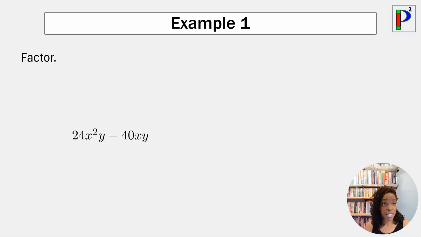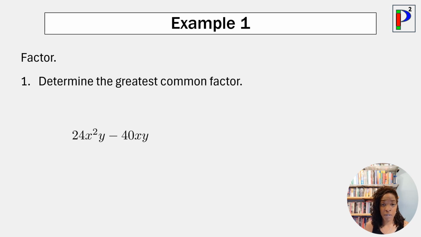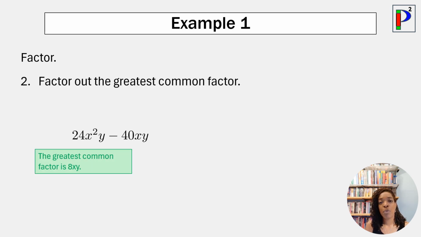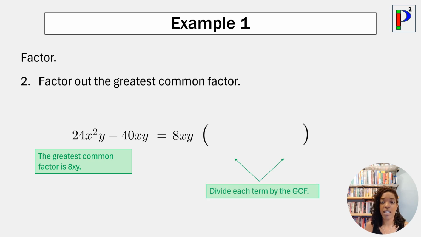Why don't we try this one together? Factor 24x squared y minus 40xy. First, we need to find the greatest common factor between the terms, which is 8xy. Next, we place it outside a set of parentheses, and we divide each term by the greatest common factor.